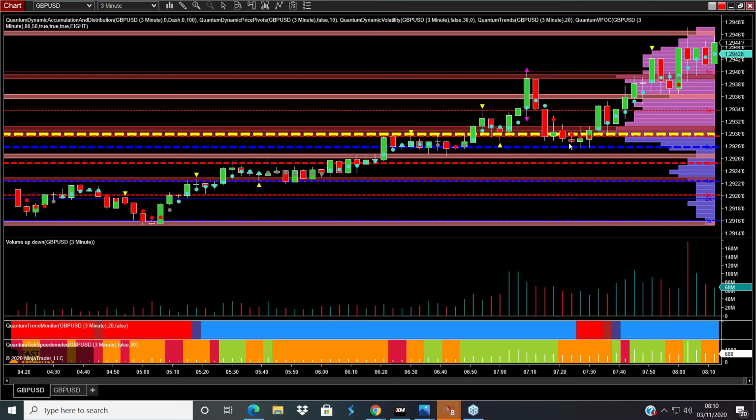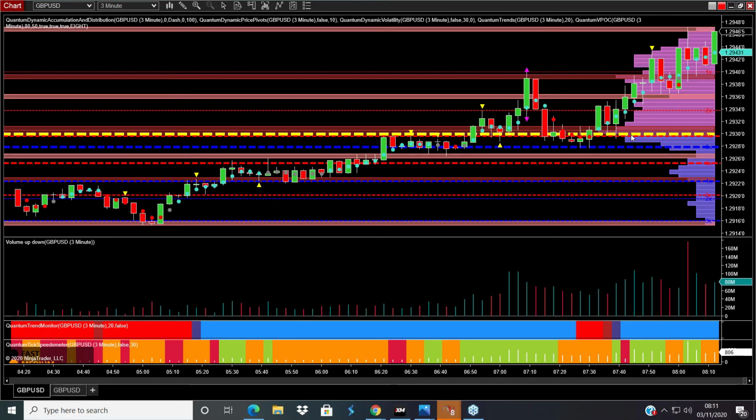We've got volume support. So in a sense, even if you didn't look at the VPOC from the perspective of a potential breakaway, you've got these very, very strong platforms of, as I said, price-based support and volume-based support.